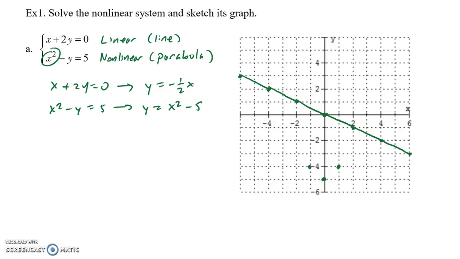When x is 2, we would get negative 1, which just so happens to be a point on the line, which would indicate that the point 2, negative 1 is going to be one of the solutions of our system, being a point of intersection. Another point we would obtain would be negative 2, negative 1. And then finally, one more pair of points. If x is 3, then y is 4. So we'd have the points 3, 4 and negative 3, 4.